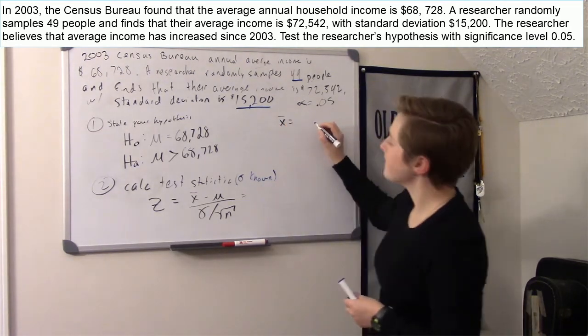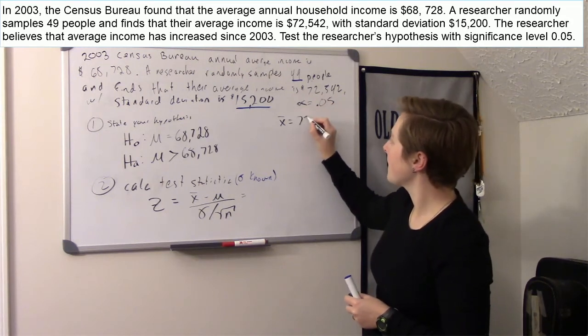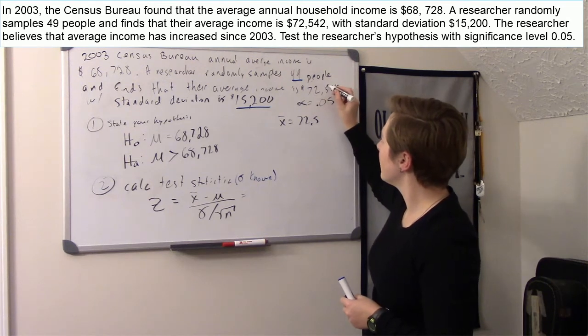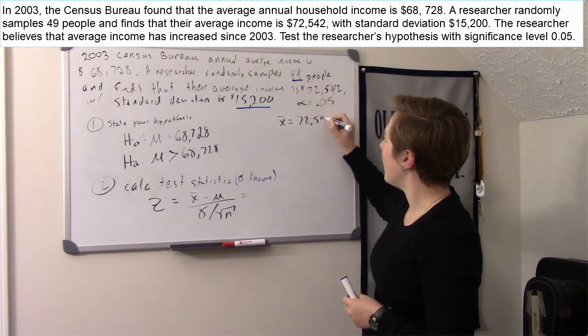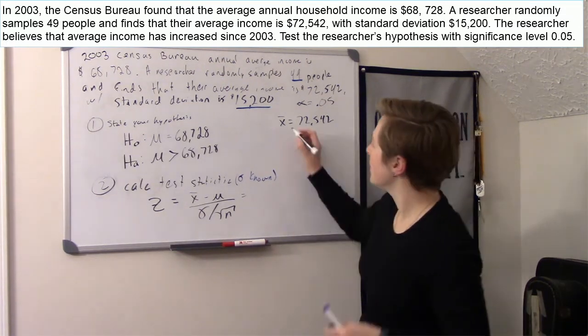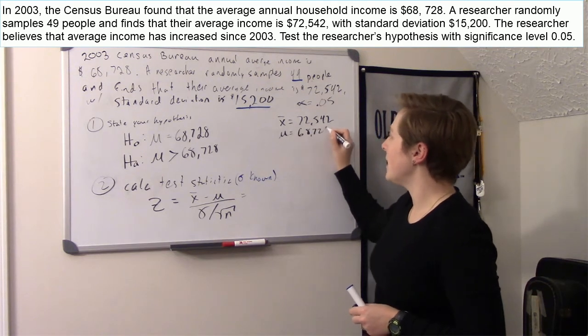Okay. So what is x bar? That's the sample average. So 72,542. Oh, that's a 5. Oops. 5, 4, 2. Okay. Minus mu. 68,728. Yeah, good. So that is mu, right?